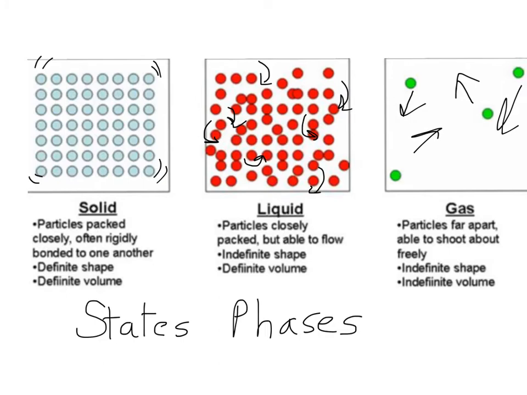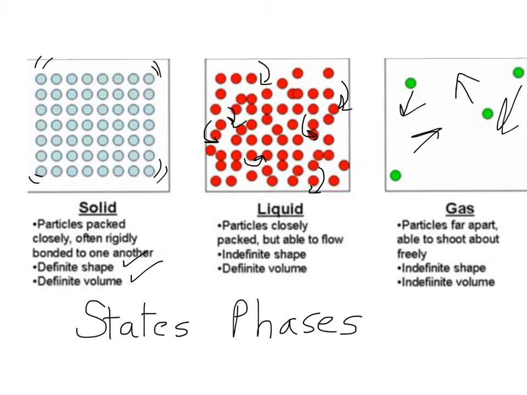So look down at the bottom at the descriptions of solids, liquids, and gases. You need to be able to draw a picture of a solid with these motion lines, and you need to be able to tell me that particles in a solid are, generally speaking, close to each other and rigidly bonded to one another. They're stuck in place, and because of that, a solid will hold its shape, it has a definite shape, and it will maintain its volume. The amount of space it takes up will stay the same.